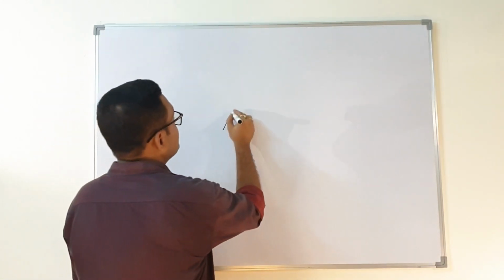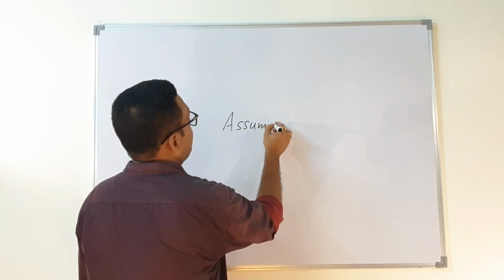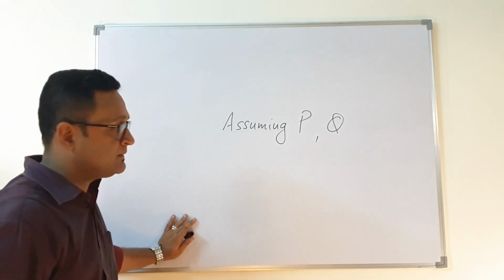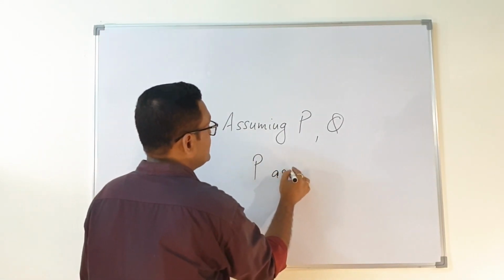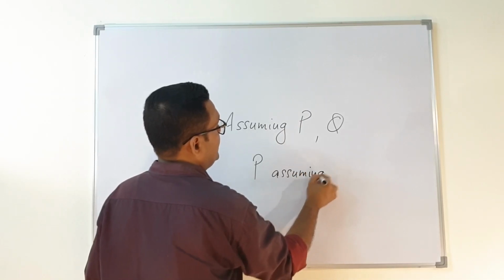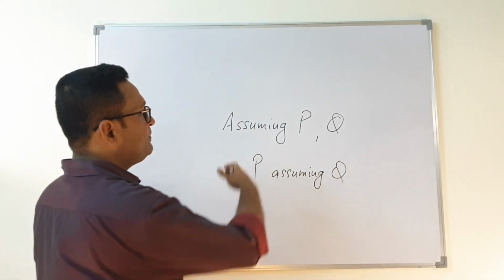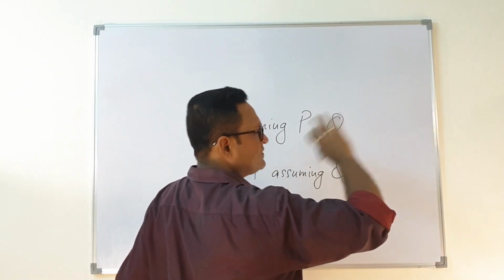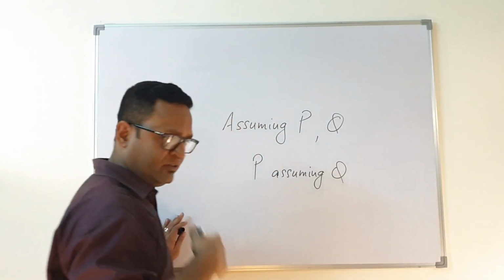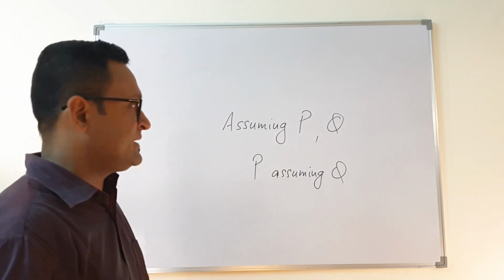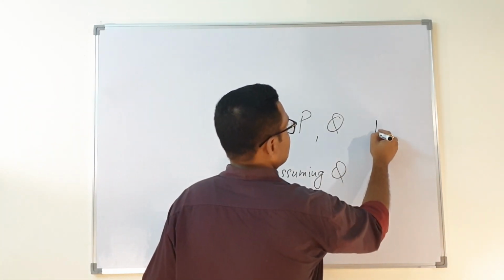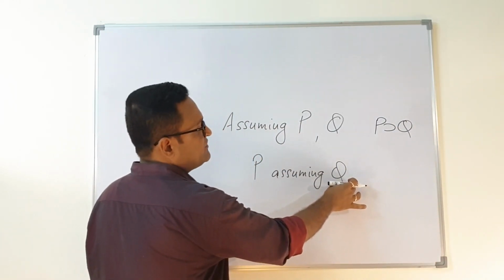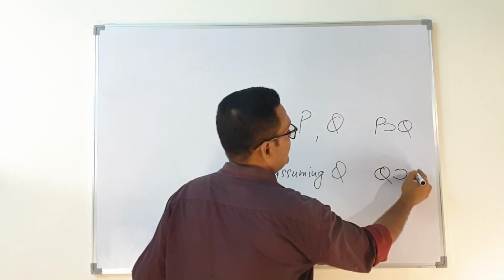Like, assuming P, Q, something like that, or P assuming Q. So assuming P, Q, assuming P comma Q, sometimes this is represented as assuming P just Q, sometimes this can also be the case. We will take the examples in the exercise section. This comes as P implies Q. And when we say P assuming Q, this becomes the sufficient condition. So this is Q implies P.